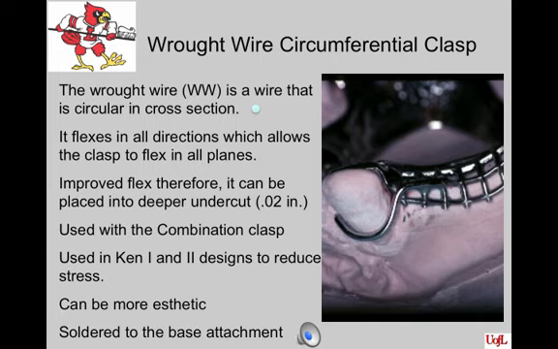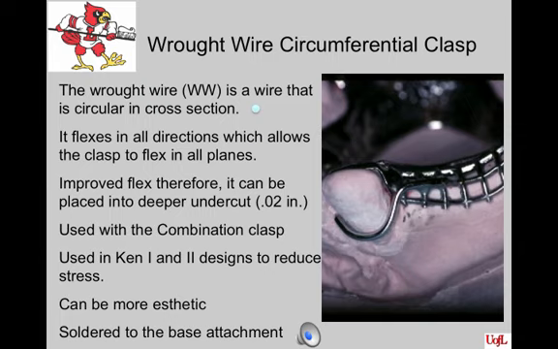The wrought wire circumferential clasp is a wire that is circular in cross-section and is soldered to the framework some distance from the abutment tooth to keep it flexible. It can be cast to the framework, but this is not ideal, as the metal heats up and the flexibility is impaired. Because of the round shape, it flexes in all directions, which allows the clasp to flex in all planes. It therefore minimizes the transfer of harmful forces to the abutment tooth. Because of the improved flex, it can also be placed into a deeper undercut of .02 inch.